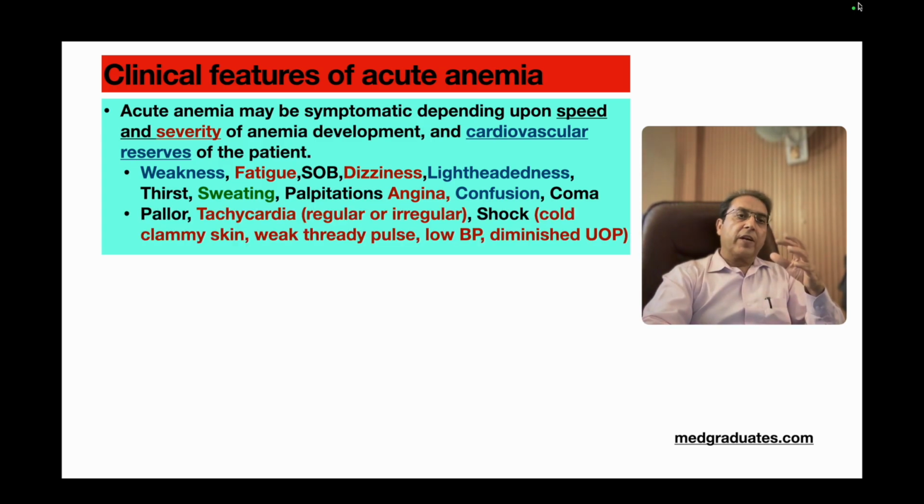When you examine, you may find the patient is pale, with tachycardia, sweating, and apprehension. The pulse may be regular, and sometimes arrhythmias also develop. If the drop in hemoglobin is very rapid and very large, the patient may develop shock.